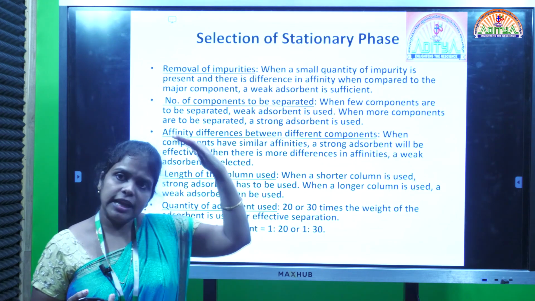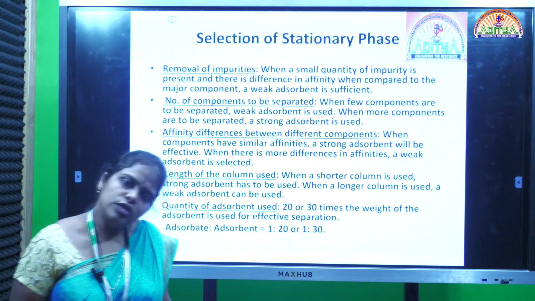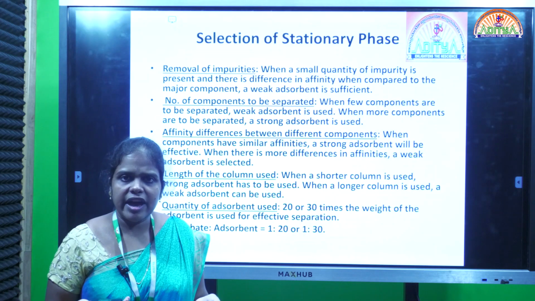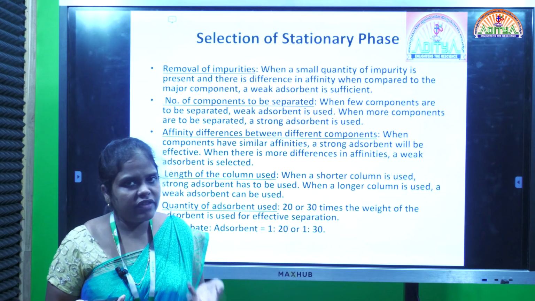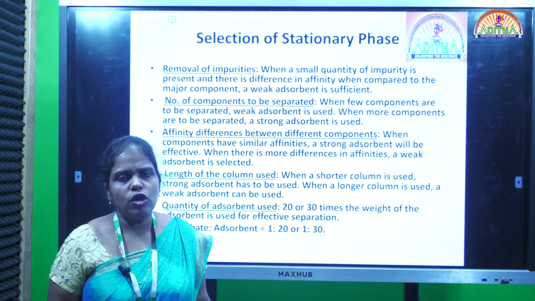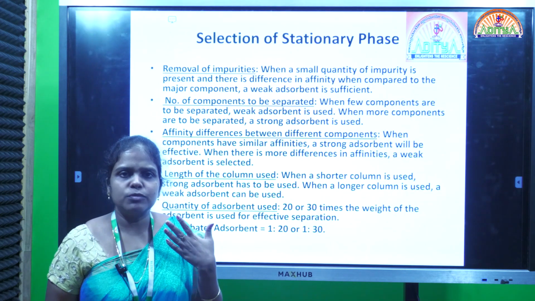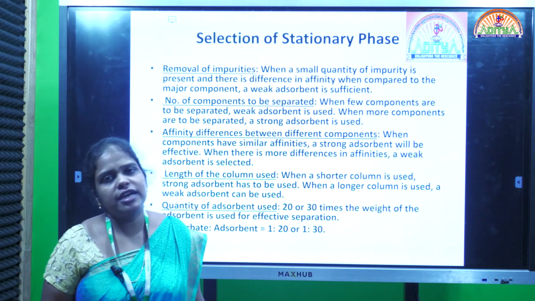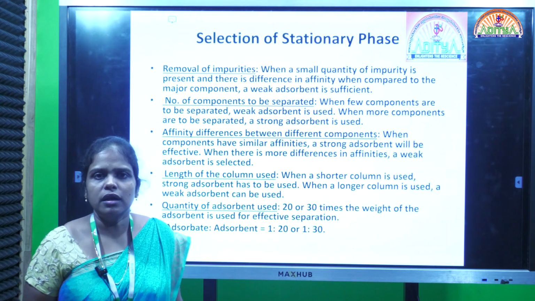Whenever we are using a very lengthy column, that's why we have to use a very weak adsorbent. That means a weak adsorbent is also enough to separate the components, because the length of the column is more, there will be more place for the separation of the components. So a weak adsorbent can also efficiently separate the components.